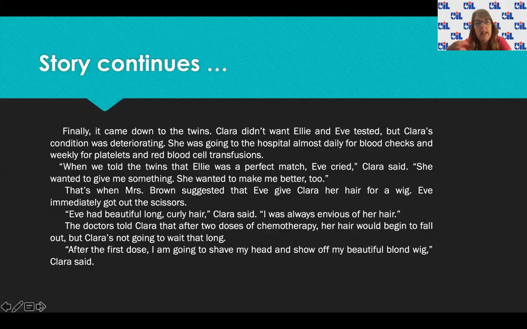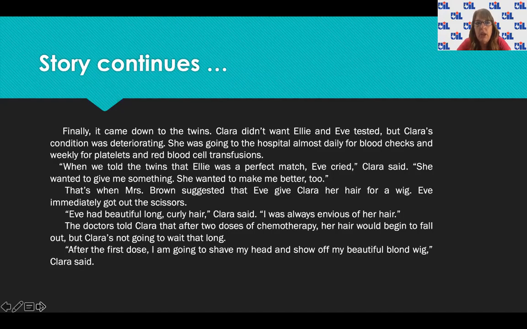So following that, the story continues with more transitions and quotes. "Finally, it came down to the twins. Clara didn't want Ellie and Eve tested, but Clara's condition was deteriorating. She was going to the hospital almost daily for blood checks and weekly for platelet and red blood cell transfusions." Now notice in that transition, there's a lot of information and a lot of detail. That's what we want in those feature stories, is we want those details. We want the specifics of what's going on so the reader can really connect to the story. And then we want the quotes to really dive into the emotion of it. So that transition has a lot of facts in it, a lot of details. And then listen to this quote.